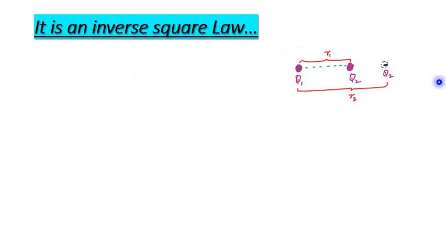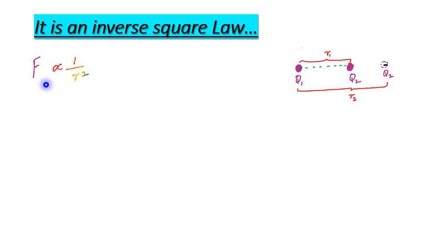Look at the diagram. 2 point charges Q1 and Q2 are separated by a distance R1. When they are separated by a distance R1, let's say F1 is the magnitude of the force acting on those charges. Now we are moving Q2 to a new position so that the new distance between the charges is R2. Let it make a force F2 between them.